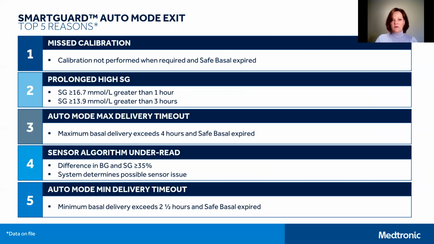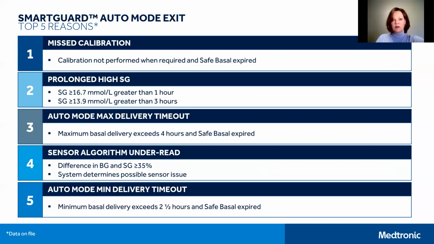The second common reason for auto mode exit is prolonged high sensor glucose, meaning that you've had a sensor glucose of equal to or greater than 16.7 for more than 1 hour, or a sensor glucose of equal to or greater than 13.9 millimoles for more than 3 hours. In this scenario, you will not be moved to safe basal for 90 minutes, but instead you'll experience a direct exit to manual mode so that you can address your high glucose before you can re-enter auto mode.